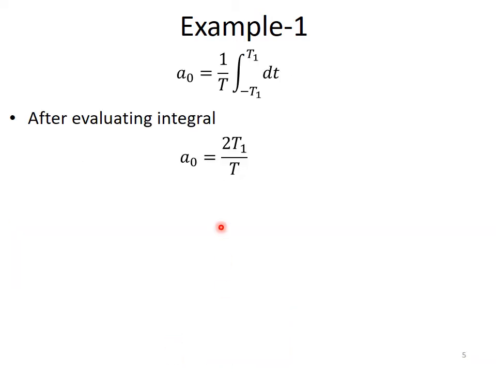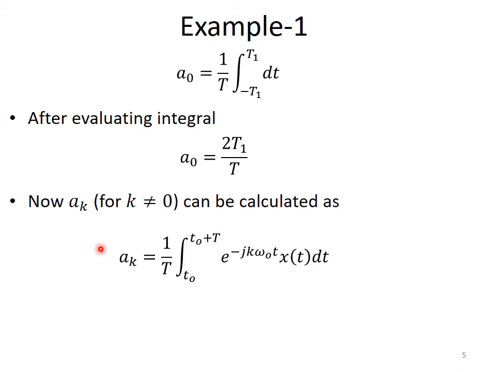Now we can further evaluate this integral by substituting the limits. You get a naught equal to 2t1 upon T, which is basically the average value of the square wave. Next we need to find the value of the Fourier coefficient ak for values of k not equal to 0. The formula for ak is 1 upon T times the integral from t naught to t naught plus T of e to the power minus jk omega naught t into x of t. Now you can substitute the values.